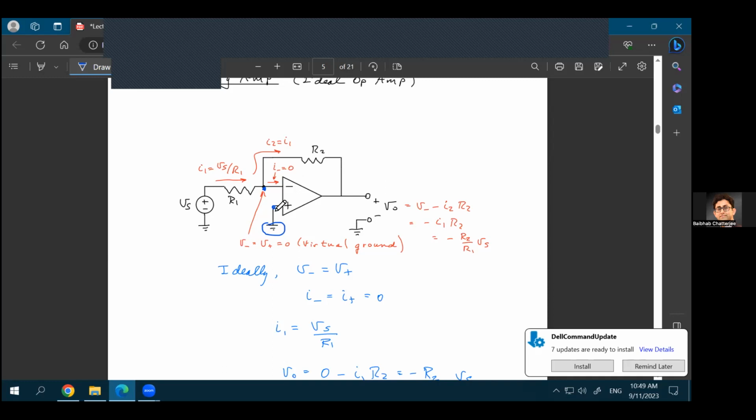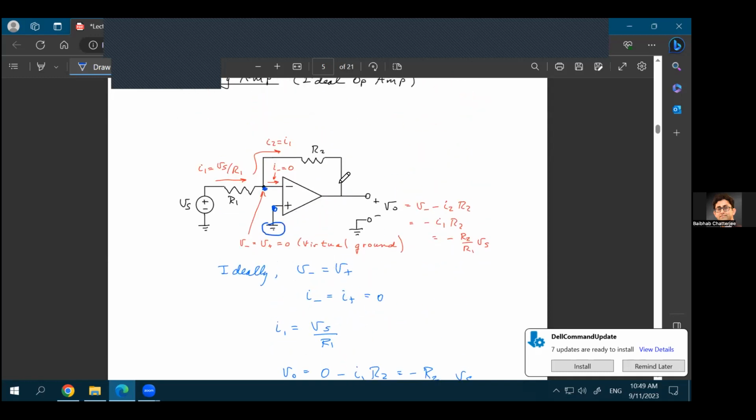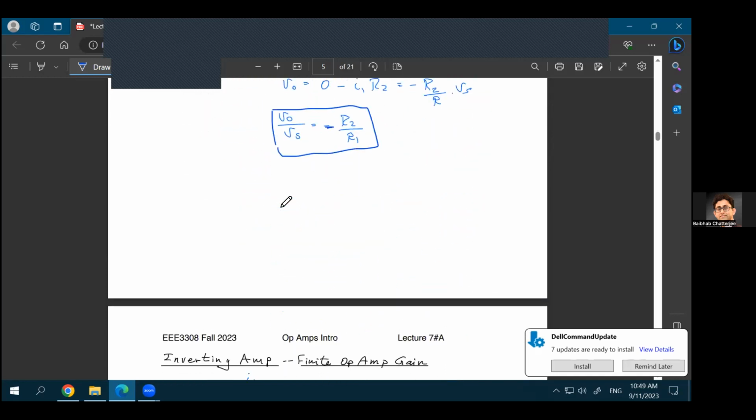So for all practical purposes, this is a ground for you right now. So if this is an AC ground, this point will also be an AC ground, and you can find out the effective currents and voltages, and you can come up with this equation of V0 over Vs, which will be equal to minus R2 over R1. So as you see that there is a negative sign, this is an inverting op-amp configuration. Also, you can say the same thing because your voltage is applied at the negative terminal of the op-amp, and the positive terminal is the AC ground. So this is the inverting configuration, and the previous one was the non-inverting configuration.